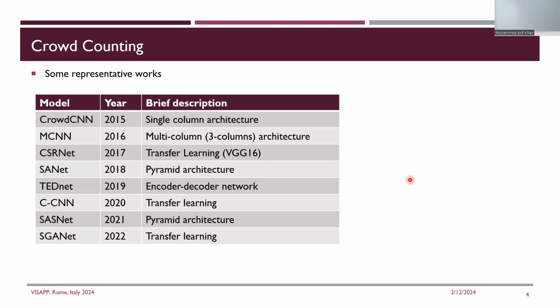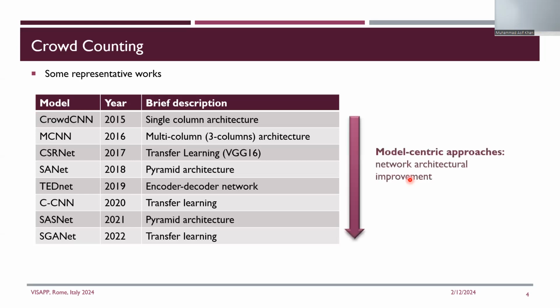In this table, we can see some of the representative works on crowd counting over the last couple of years, starting from 2015, which was the first CNN-based crowd counting architecture, until 2022. Now, in this table, you can see some of the model-centric approaches which mainly involve architectural innovations in the CNN network architecture. However, we are more interested to see if we can have some data-centric approach to improve the performance of these existing CNN models for crowd counting.